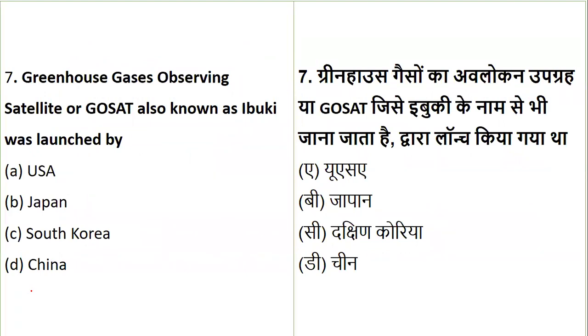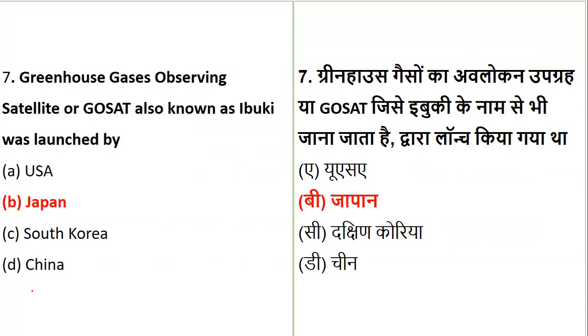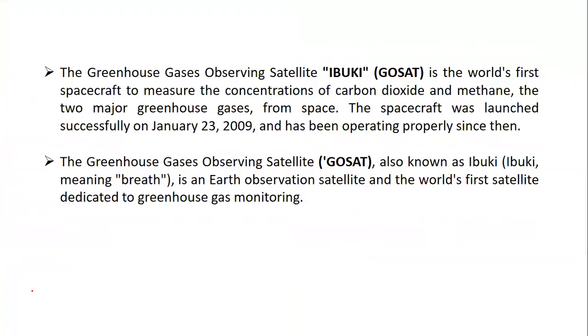Now, the Greenhouse Gases Observing Satellite, or GOSAT, known as Ibuki, was launched by whom? By USA, Japan, Korea, or China. Who has launched this particular satellite known as Ibuki? It is the country Japan. Let's understand its details.